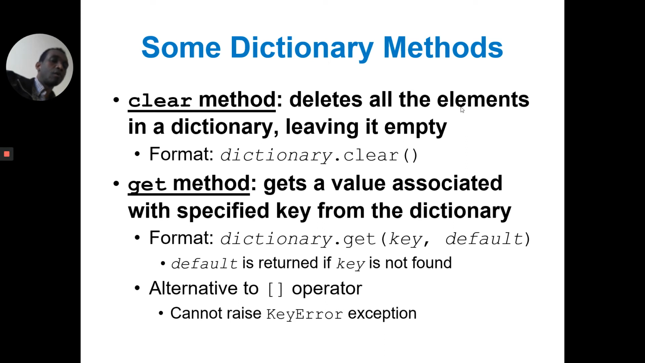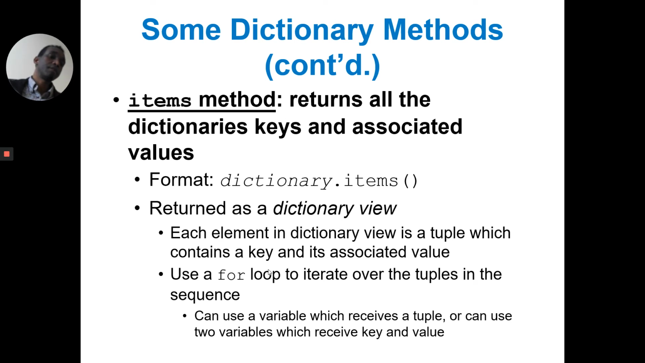The clear method deletes all the elements in a dictionary, leaving it empty. The format is dictionary.clear. This is a built-in function, part of the library. The get method gets a value associated with a specified key from the dictionary. Format is dictionary.get, and then key and default. Default is returned if key is not found, an alternative to the bracket operator. It cannot raise a key error exception. The items method returns all the dictionary's keys and associated values. Format is dictionary.items. Again, this is a built-in function, part of the package library.